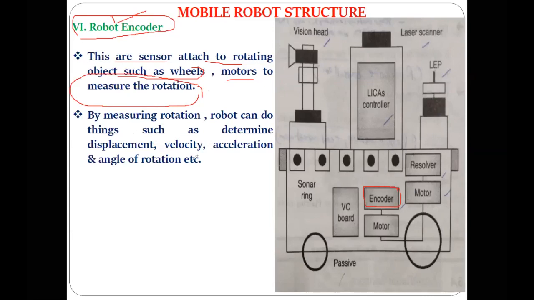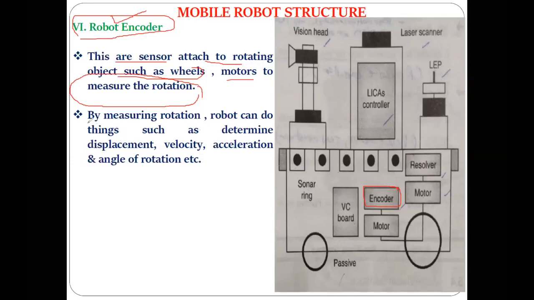Now, for what purpose does the rotation need to be measured? What conclusion can be made by the robot by measuring the rotations of the wheels or motors? By measuring the rotation, can it help us measure the speed, that is, the acceleration? Yes, speed determination can be done by measuring the rotations of these wheels and motors.